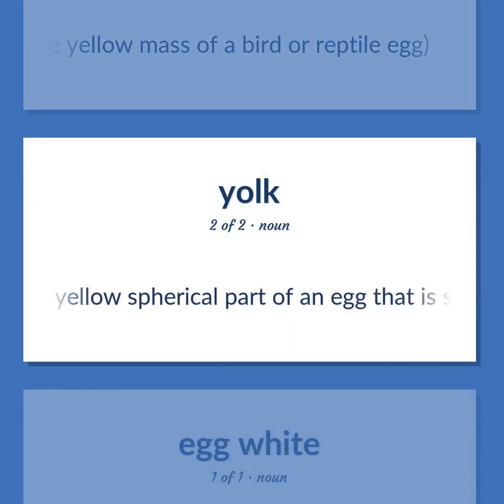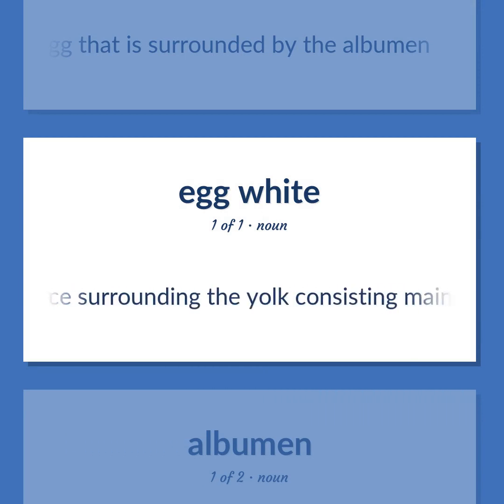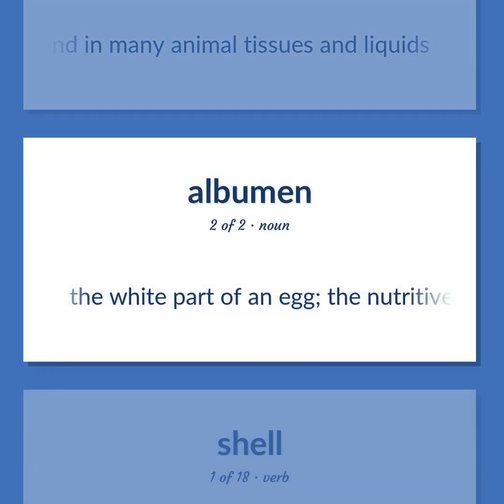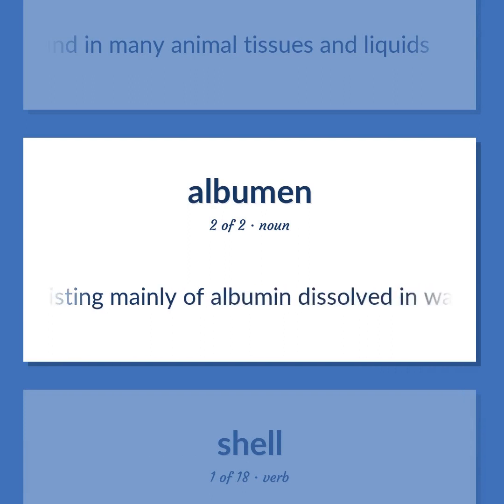The yellow spherical part of an egg that is surrounded by the albumen. The white part of an egg. The nutritive and protective gelatinous substance surrounding the yolk consisting mainly of albumin dissolved in water. A simple water-soluble protein found in many animal tissues and liquids. The white part of an egg. The nutritive and protective gelatinous substance surrounding the yolk consisting mainly of albumin dissolved in water.